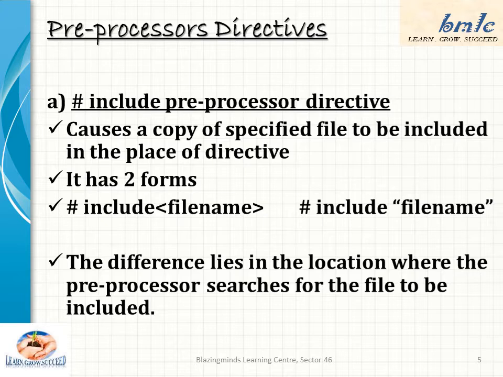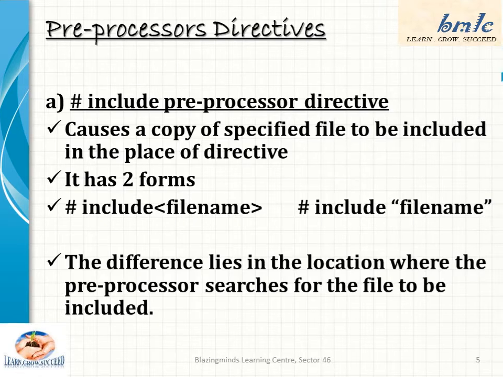Now there are two types of preprocessor directives. One is hash include and the other is hash define. In this presentation, I am going to explain only hash include. So hash include is again of two types. The first one is when you write down the name of the file within angle brackets, and the second is when you write down the name within double quotes. The only difference is the difference in the location where the file is searched.